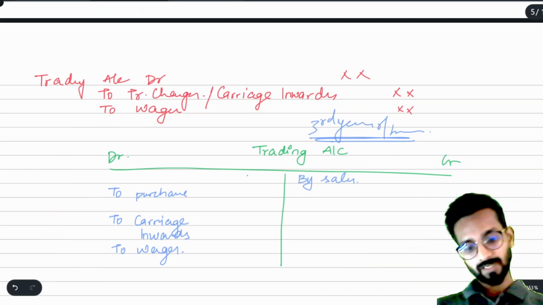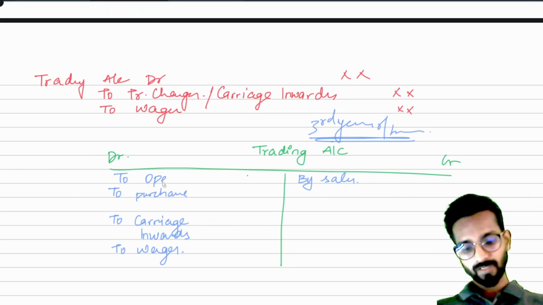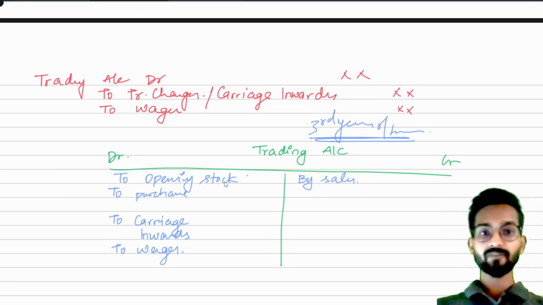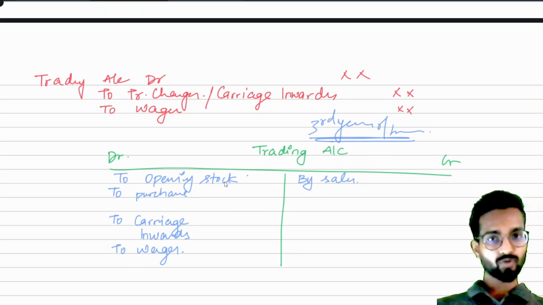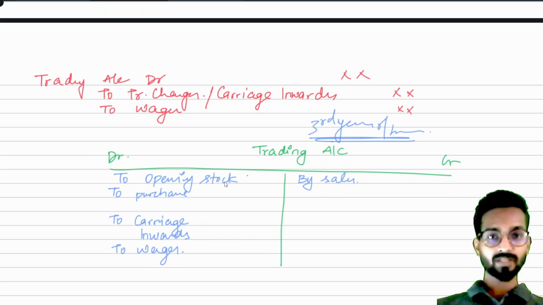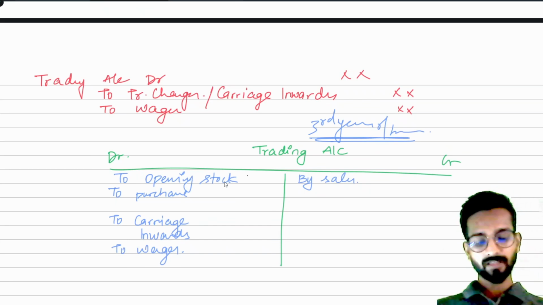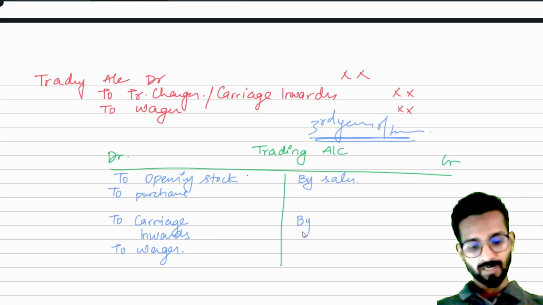So to transfer that, you will write trading account debit to opening stock, to bring last year's closing stock into the current year's opening stock. Now, after incurring all these charges, selling the goods, everything, obviously we will have some closing stock in our godown, in our factory. So that we will write here by closing stock.